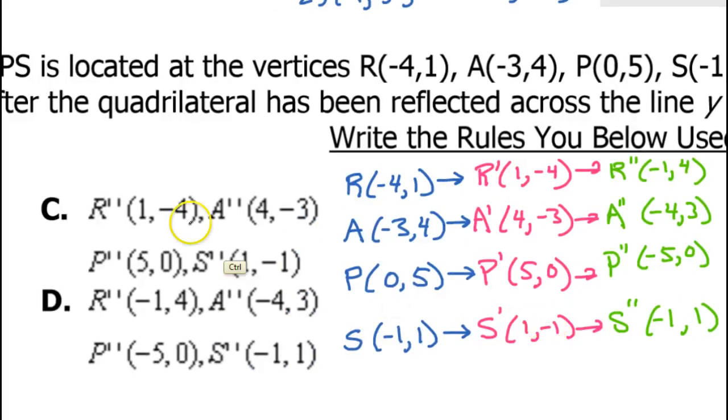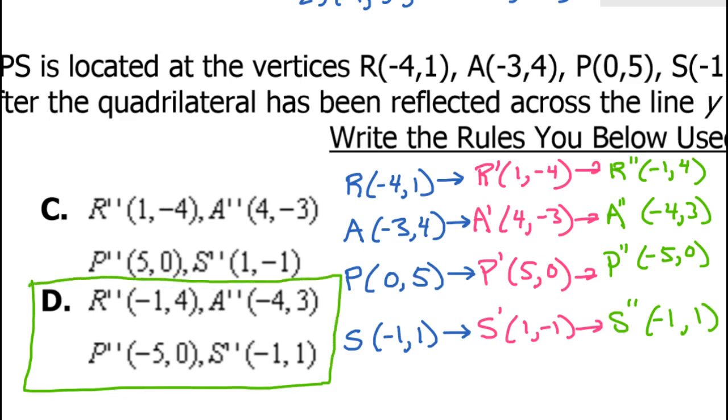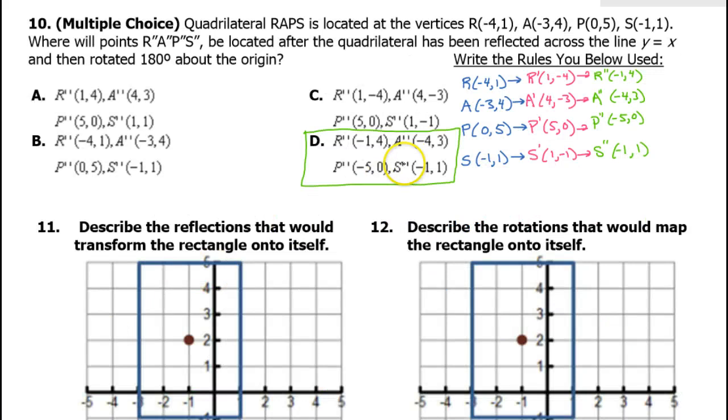So let's start with the ones I can see on screen here. R double prime should be (negative 1, 4). Nope, so it's not C. What about D? I see (negative 1, 4). Then A double prime should be (negative 4, 3). So far so good. P double prime should be (negative 5, 0). And S double prime should be (negative 1, positive 1). Yay! The answer is D. All right, so that's it for number 10.